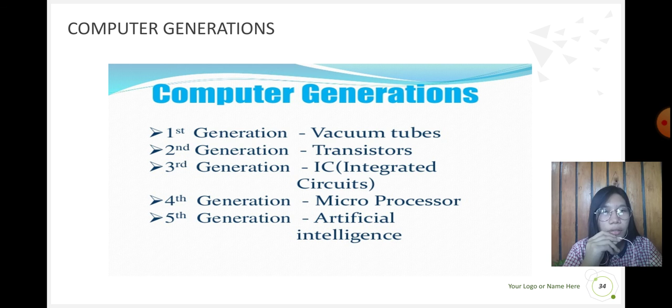The first generation na na-invento is a vacuum tube. Second generation is transistors. Third generation is integrated circuitry, IC. And number fourth generation, microprocessors. And fifth generation is now the evolution of our computer, which is what we call artificial intelligence.